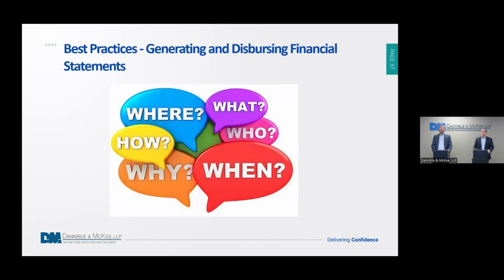So now we're just going to cover best practices in terms of generating and distributing financial statements or maybe financial analysis that you have done. It's important to think about who needs certain information. Somebody on the line in a manufacturing company might not need to know what gross margin is, right? But he might need to know the number of overtime hours, or something along those lines. So really think about that.